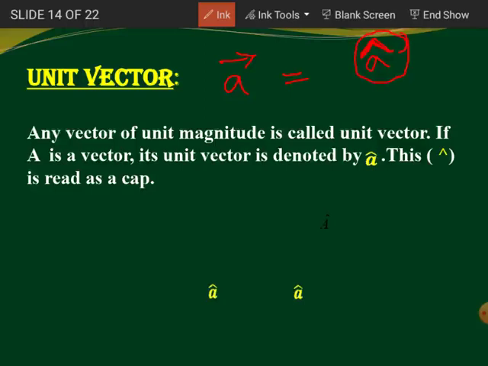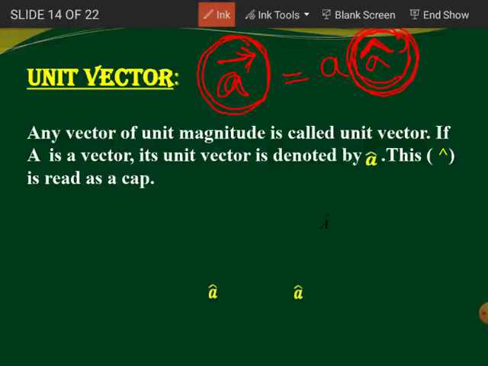This a cap is a vector quantity whose magnitude is equal to 1. Got it? So your a vector can be represented by a cap. The unit vector of this a vector will be represented by this, but its magnitude is a. So this a cap represents the unit vector of vector a. We read this a with arrowhead as vector a, or a vector.